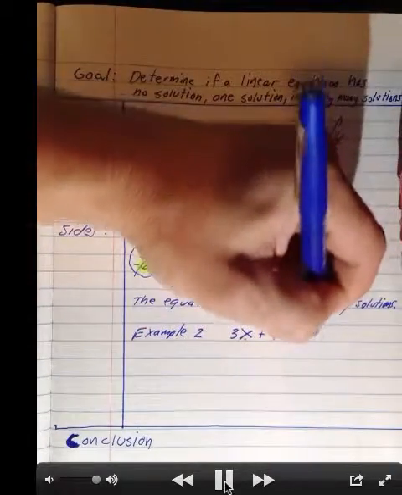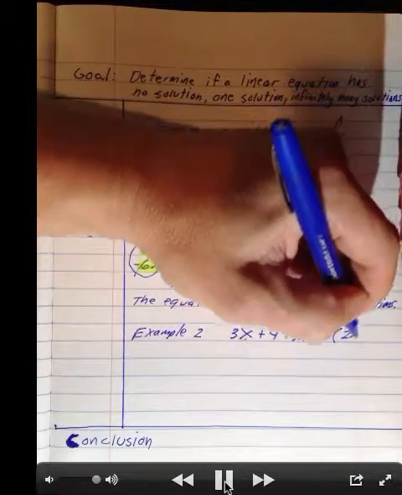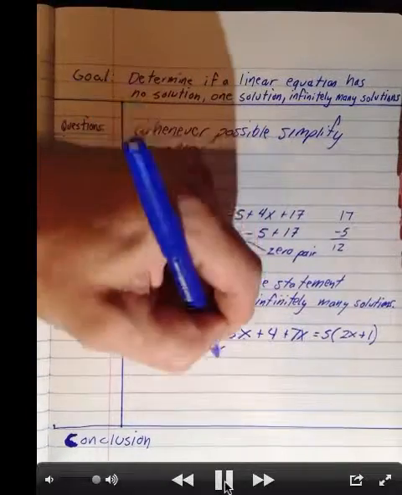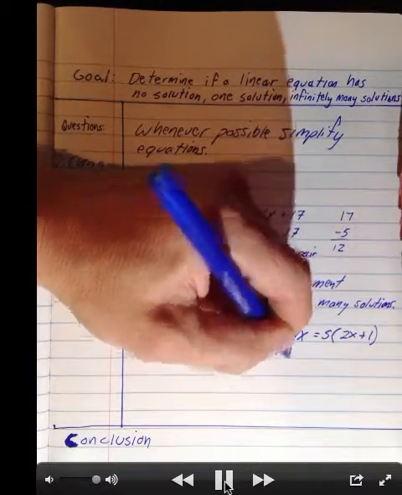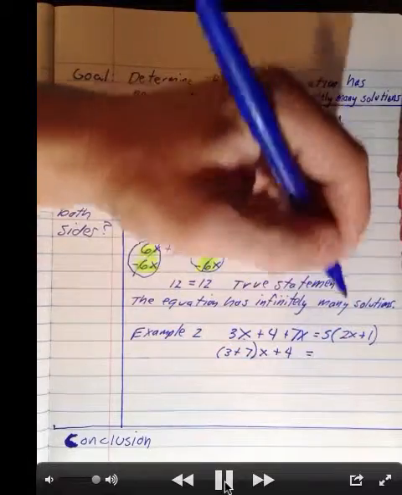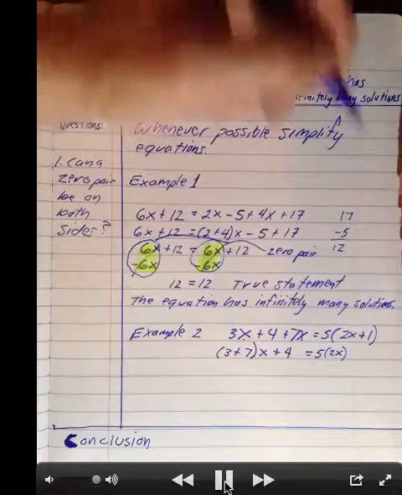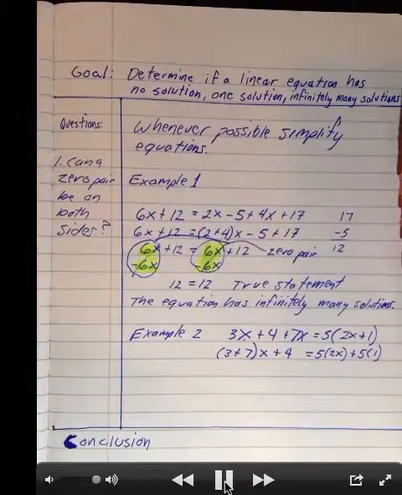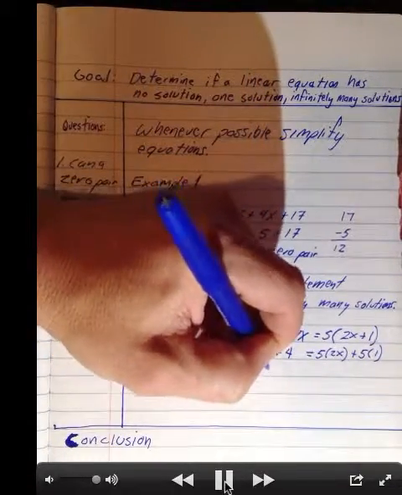Example 2: 3x plus 7 plus 7x equals 5 times the parentheses 2x plus 1. So there's a lot of simplifying that we're going to do. We're going to gather the coefficients together on the left side of the equation, 3 plus 7x, plus 4, and multiply 5 times 2x and 5 times 1. We're going to distribute the 5 across the parentheses.